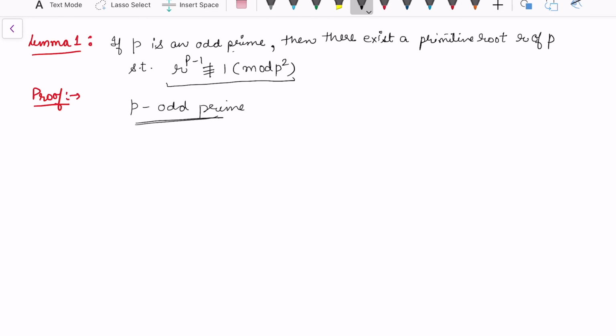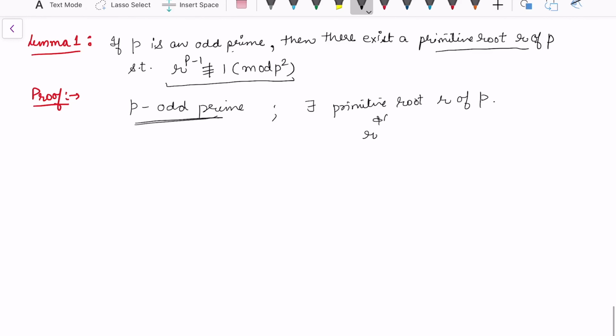If p is an odd prime, then there exists a primitive root r of p. So when there exists a primitive root r of p, this means r to the power phi of p is congruent to 1 modulo p. This will hold. Now in addition to that, we also want to consider a congruence of this type that is given here by the equation number 1.